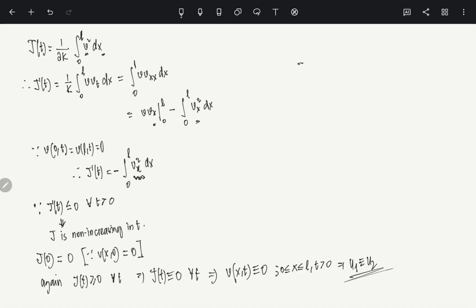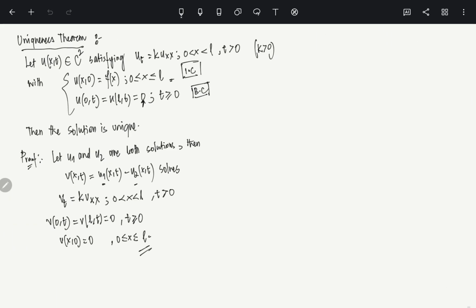If it is not clear, please go back and look at the proof again. This is a very interesting proof, and this J of t we are just getting from the energy functional. So this is called the energy functional, the energy of the system. So this actually shows that if you have the heat equation in a bounded domain, x between 0 and L, then if there is a solution, it has to be unique. Is it okay? So with this, I am going to end this video. Thank you.